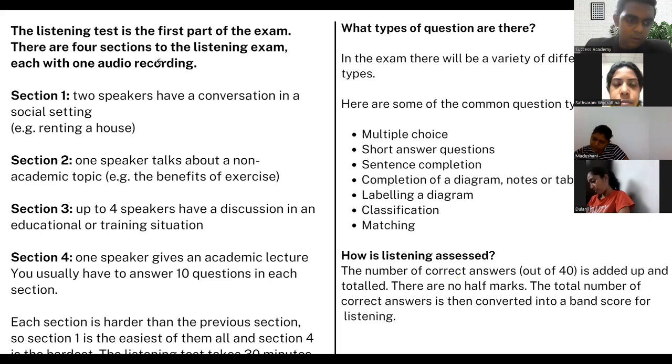Okay. Then we come to section four. Section four is the most difficult of all four, and I'll explain why in a bit. But now what you need to know is there's only one speaker. Section four, there is only one speaker, and it's an academic topic. So it's an academic lecture. That is what section four is all about.